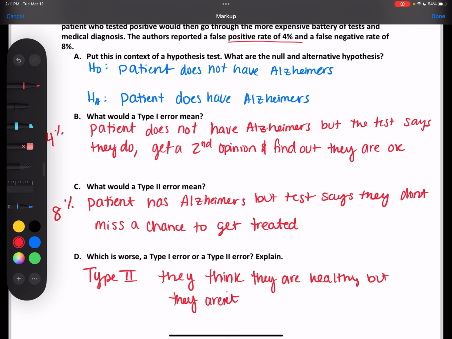I guess it kind of depends, because you could hypothetically be told that you have Alzheimer's and then they put you through the treatment without giving you a second opinion, and that treatment can make you sick or something like that. I don't know about that, but yeah, it's a little freaky. It's a scary thought.